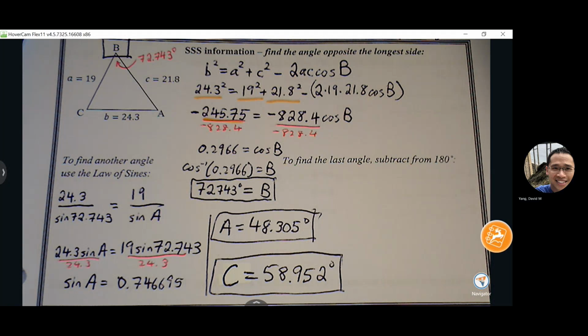Now you're welcome to do law of cosines for other angles as well, but typically students prefer not to do that. You usually want to do law of cosines if you absolutely have to. And law of sines typically is the easier one to do.